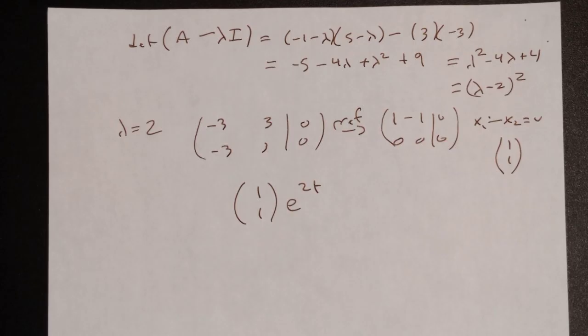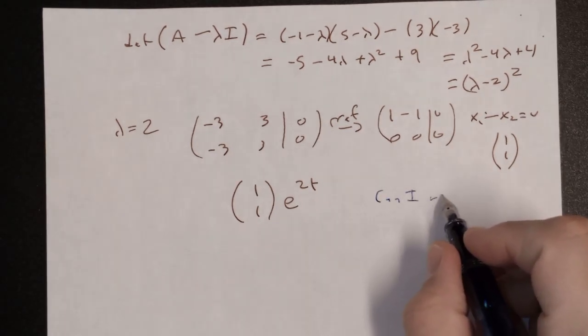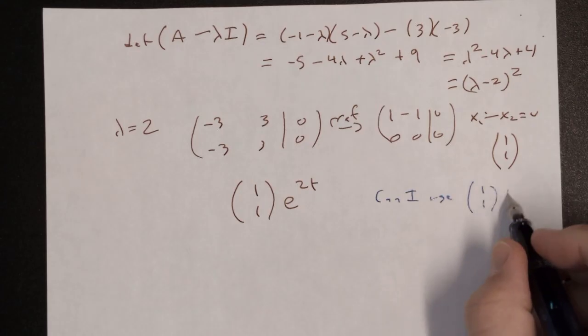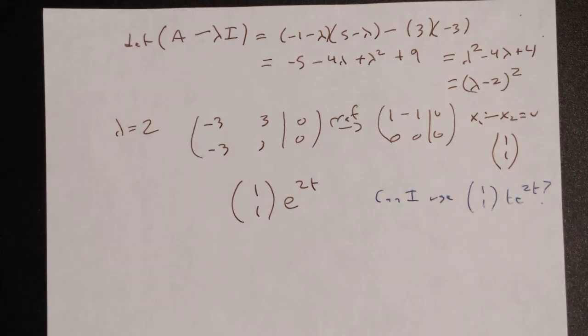Okay, wait a minute. What did we do last time when we had a repeated root? In this case, I put a t, right? Let's suppose I did that. Well, I want to check and see if these are independent from one another, right? If these are independent, then I'll be good. But for these to be independent, what do I need to check?